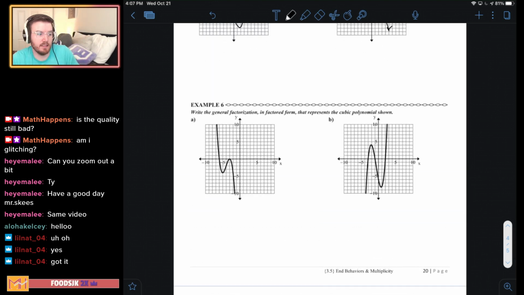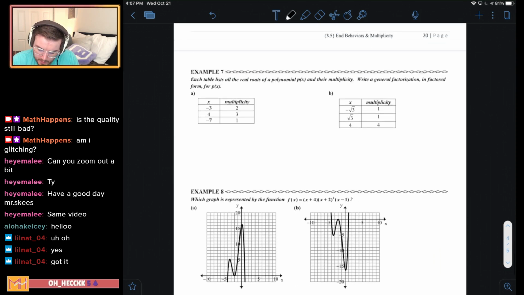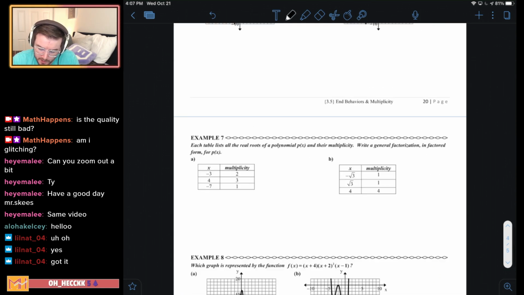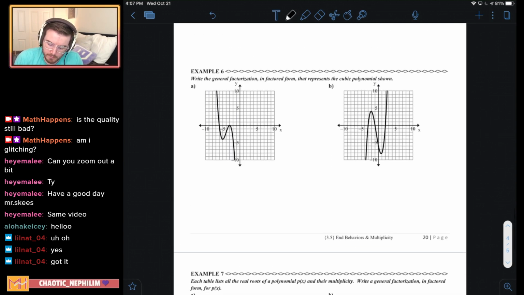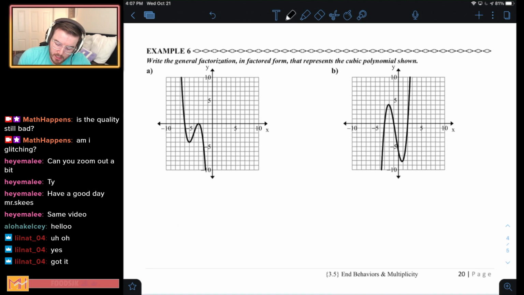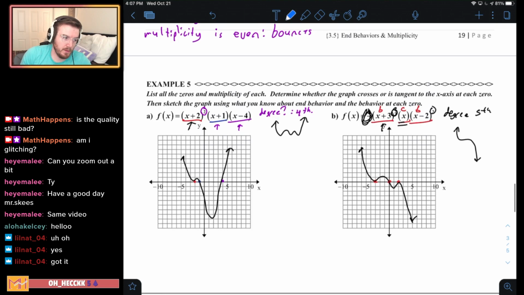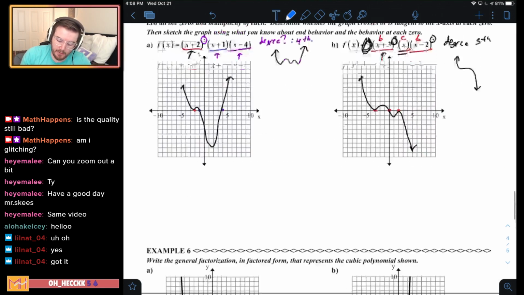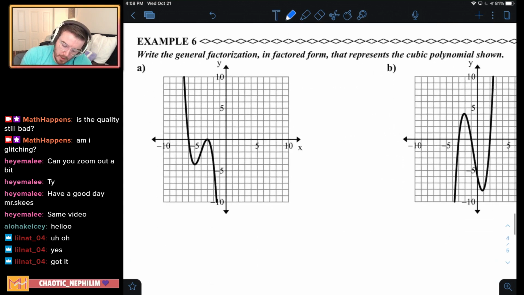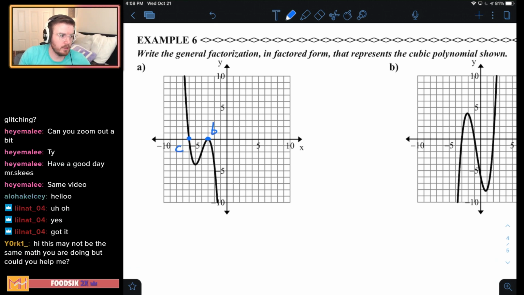All right, this is the last set of problems right here. I'm actually not going to, well, we can do 8 because it's multiple choice, but I'm not going to do 7. Write the general factorization in factored form. So this is telling you to look at the graph and come up with the equation. So what do we need to do? We need to identify the zeros and then think, okay, it's crossing here, bouncing here.